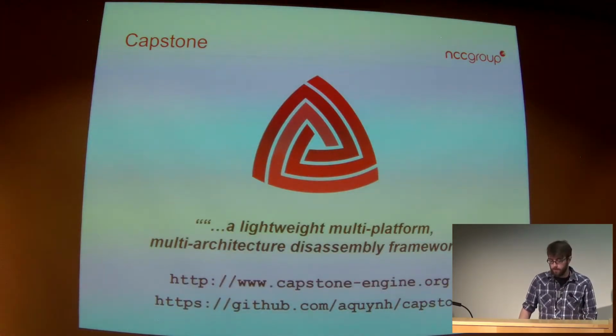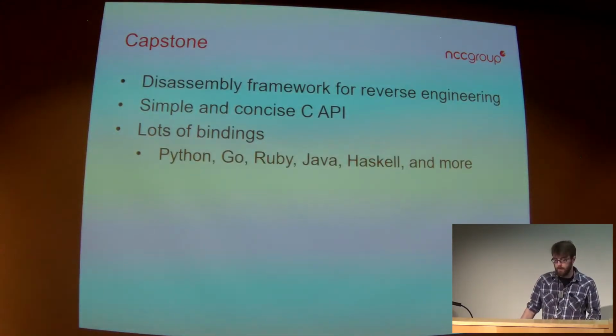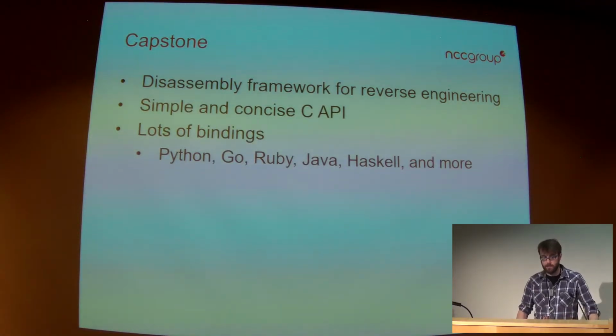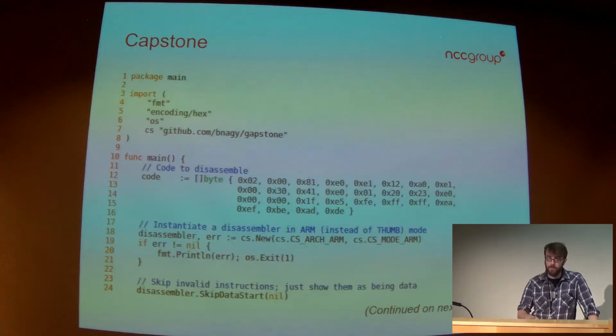Capstone is a related project. It's kind of the same idea, but it does disassembly, and it's made by the same people. Again, it has a simple, concise C API and tons of bindings. It's a disassembly framework, and it's really targeting the people who want to do reverse engineering. So it's a for us, by us kind of mentality there, and it has all the stuff we need. Again, I'm just going to show you that code we want to disassemble.